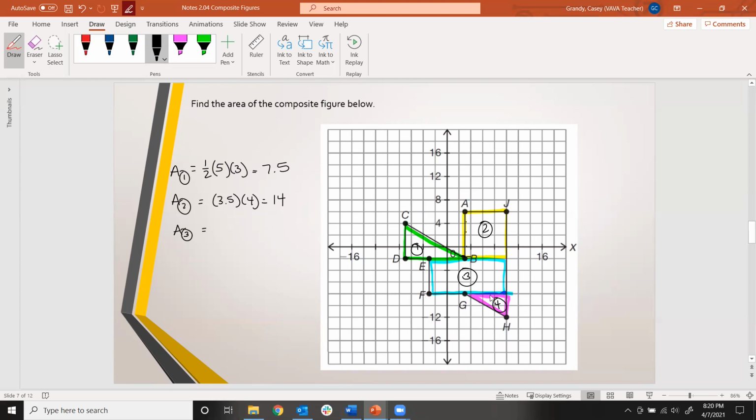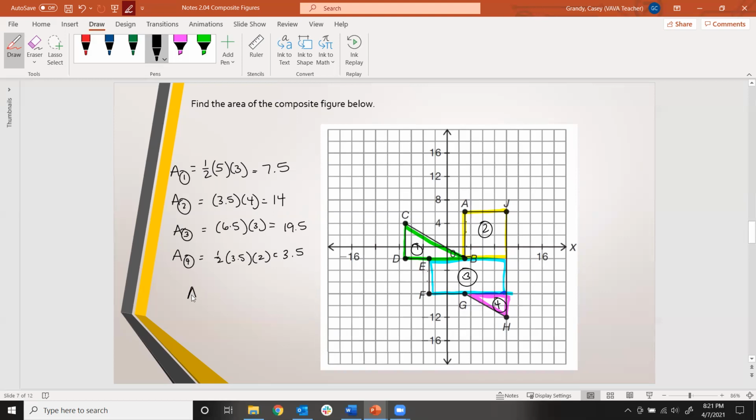Let's look at shape 3. 1, 2, 3, 4, 5, 6.5 is the base. And its height, 1, 2, 3. So the area of my rectangle is 19.5. And now my purple triangle, or my fourth shape. The base is 1, 2, 3.5. And its height is 2. So the area of this triangle is 3.5.